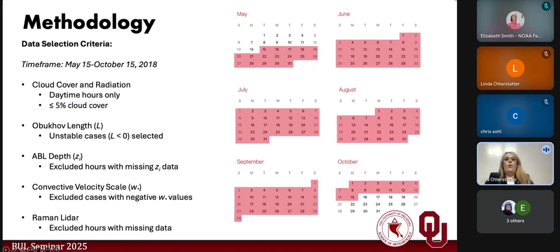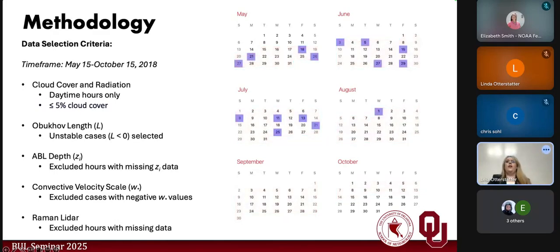And then for Raman LiDAR, that also had missing data. And so we excluded hours with that. So with all that being said and done, we ended up with approximately 15 days, which turned out to be 107 hours or cases that we're looking at.